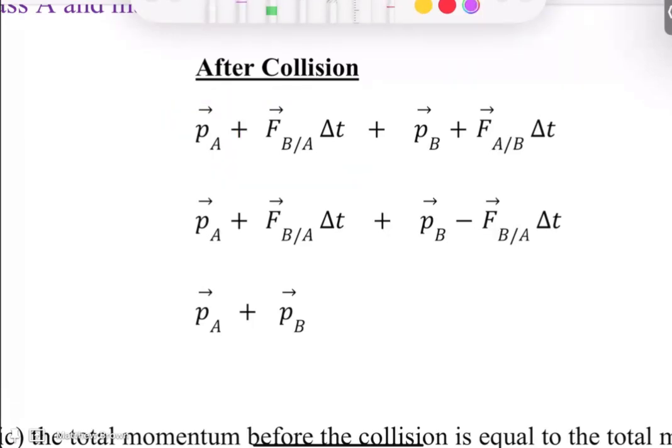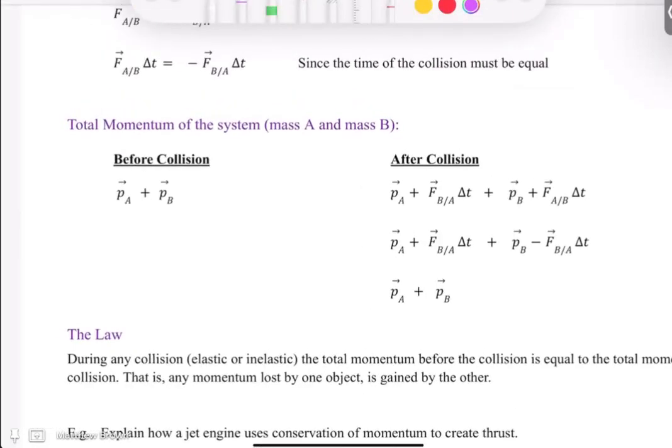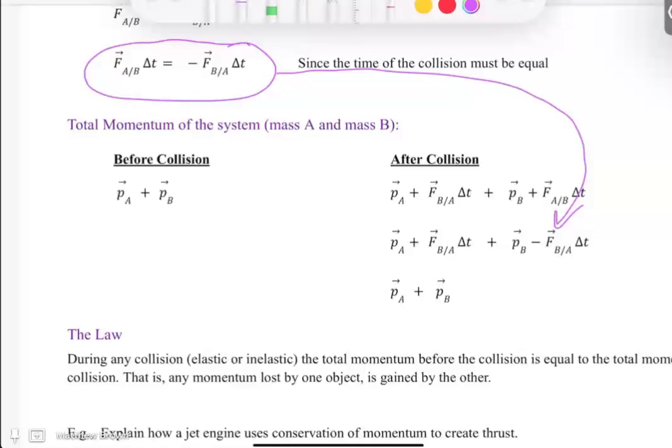And then we can have the same analysis for mass B. We can say the momentum of mass B after is whatever it was before, which we've just indicated as PB, plus the force of A on B times delta T. Then we can take our handy dandy equation, the force of B on A, remember up here, and we can substitute that in down here and replace the force of A on B with the negative of the force of B on A times delta T. So we can just replace that.